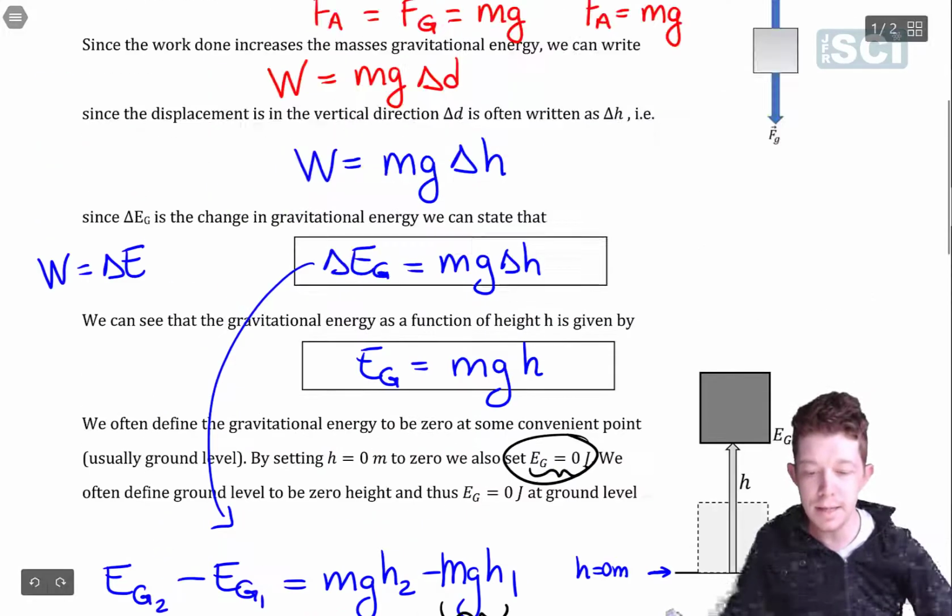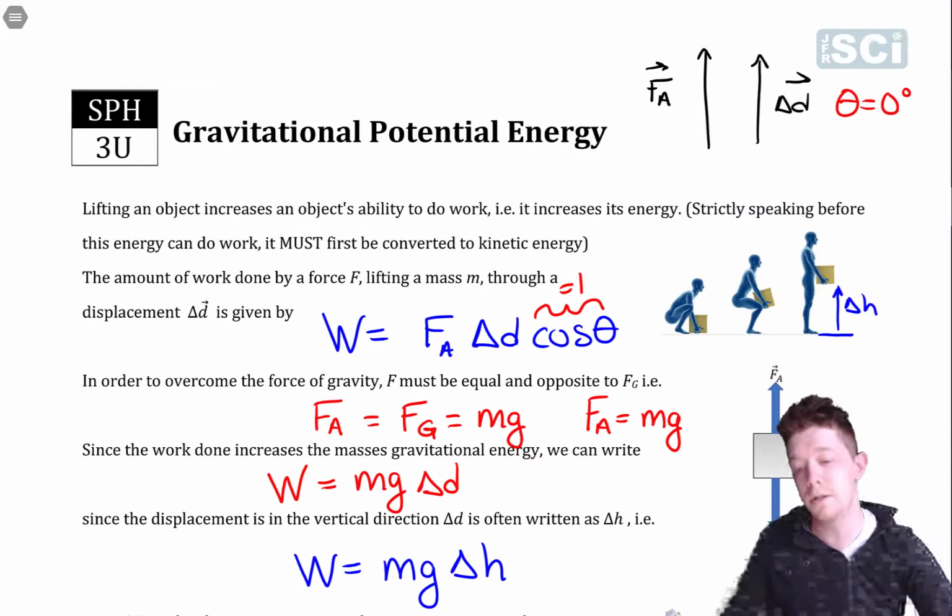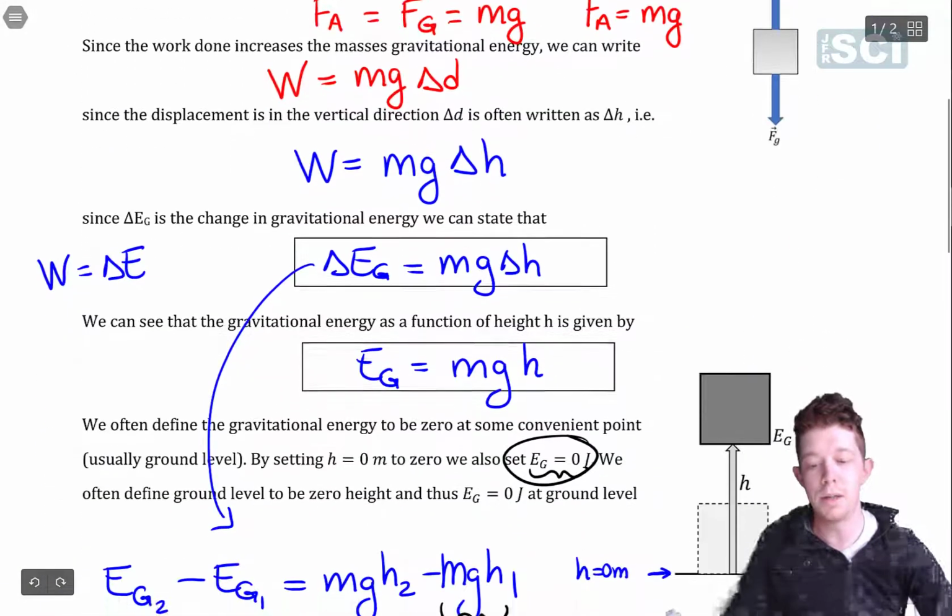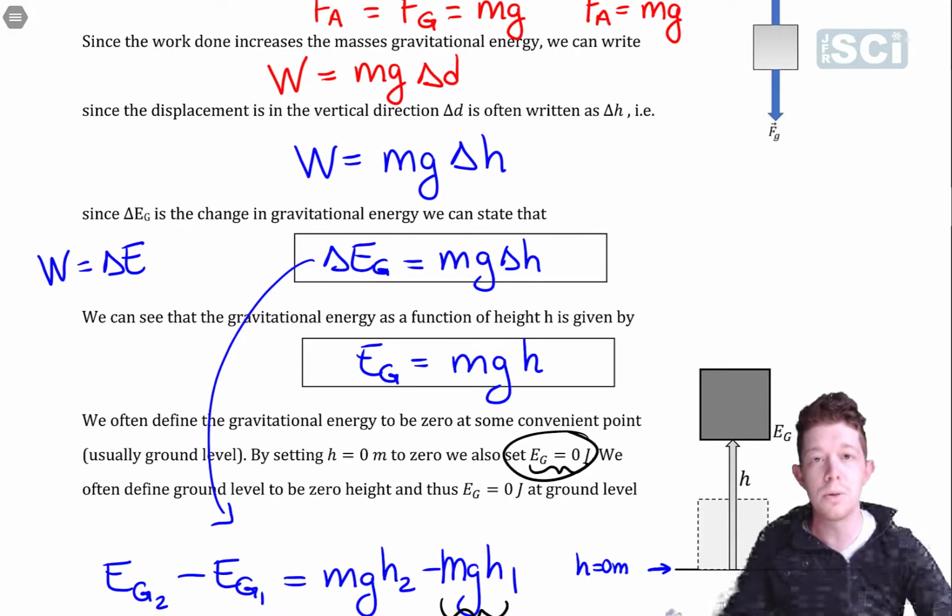Okay, so this is an introduction to gravitational potential energy, and we came up with an equation that can be used to calculate how much energy an object has stored in it based off of its height.